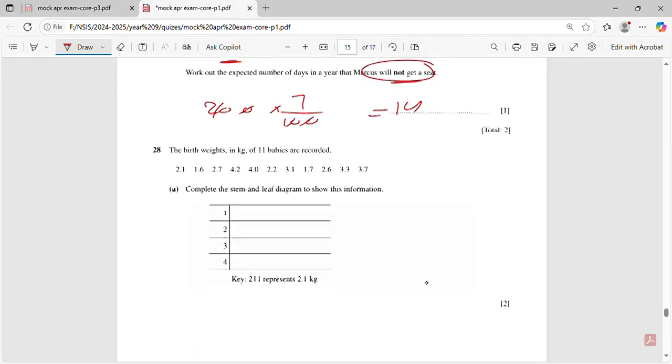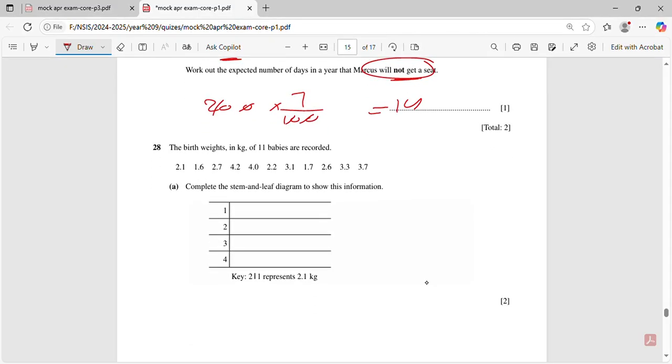2 times 7, 14. Now I have to put all the stem and leaf in this diagram. Look at the 1 first. This is 1 only. So 6 and 7, I have to put them in the row, by the way. Now just erase it. Now 2, 2, 2, 2. How many 2s do we have? 2.2, 2.1. So it will be 1, 2, 6, 7.